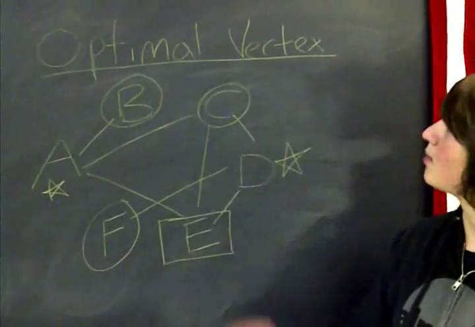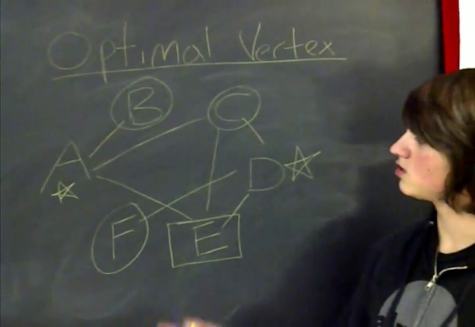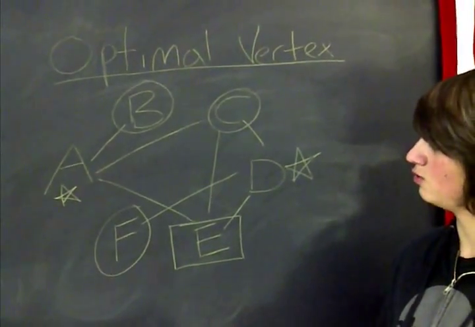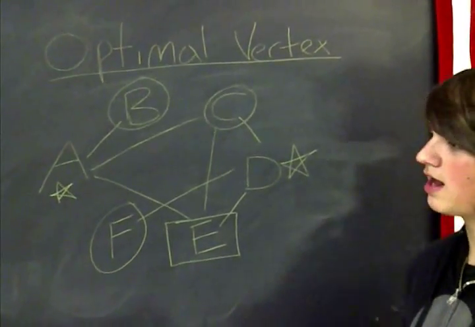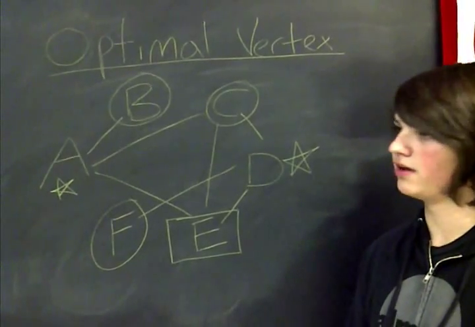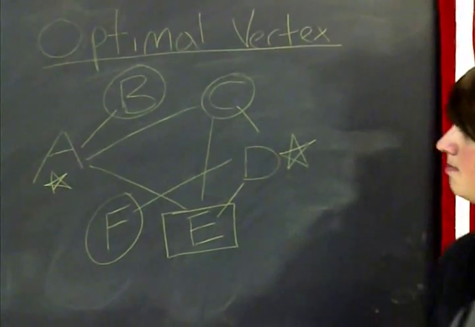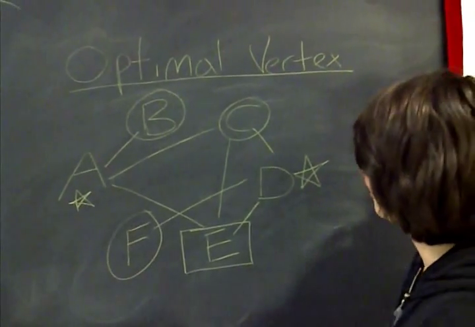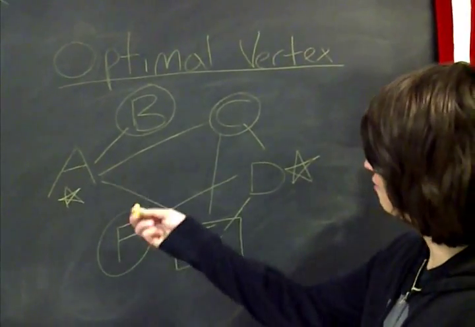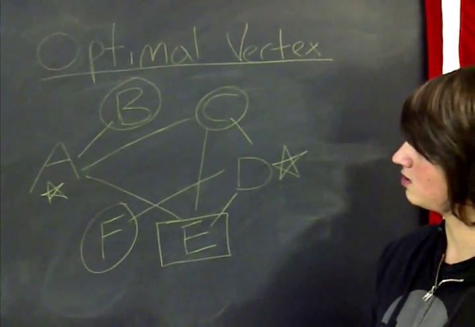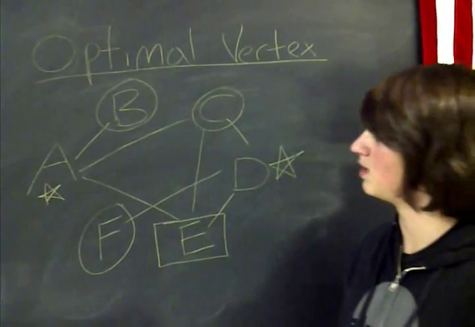And finally, we have optimal vertex. So with this, each letter is going to get a shape. And if there's a line connecting two letters, then those two letters can't have the same shape. Now we already did this one, but I'm going to explain how we did it and why we did it the way we did. So we started off by giving A a star, and then B, C, and E can't get a star because there's a line connecting them to A.